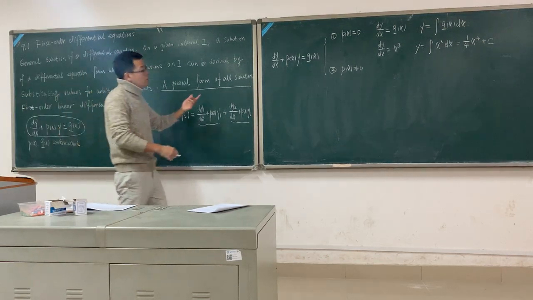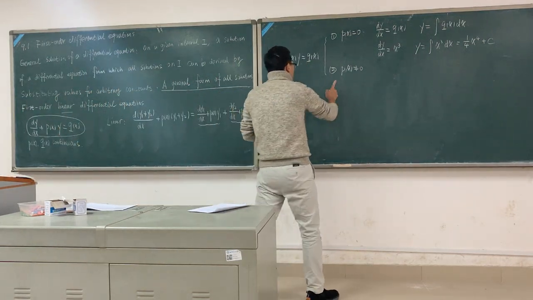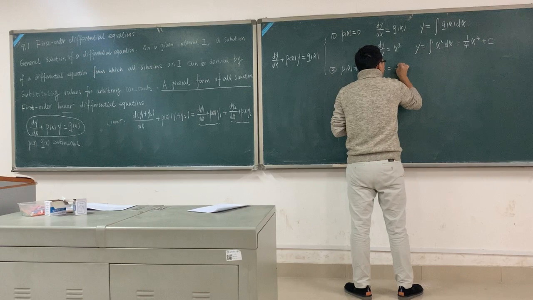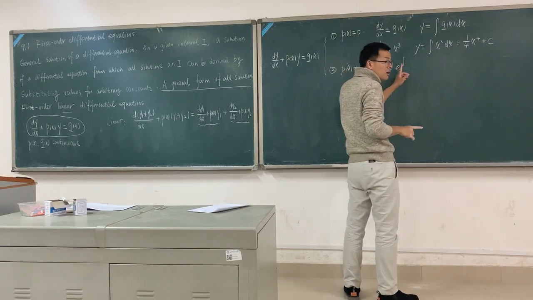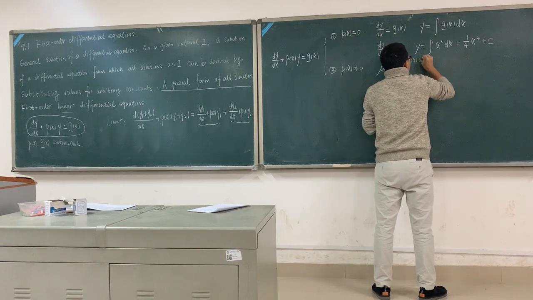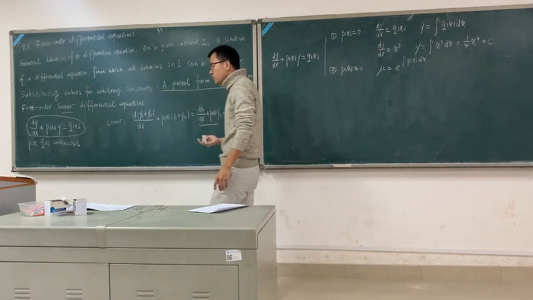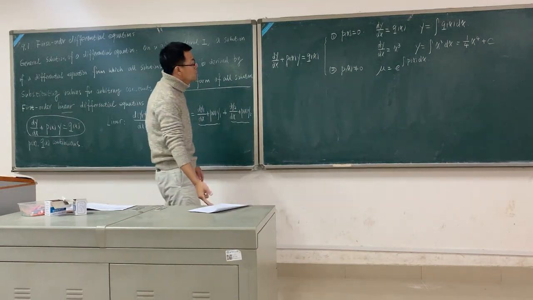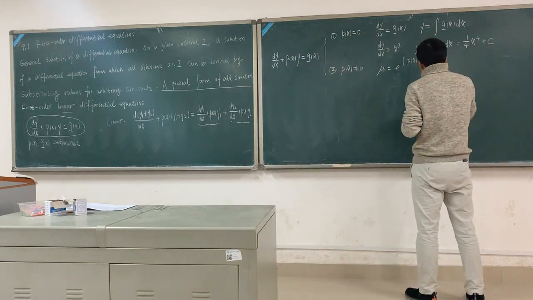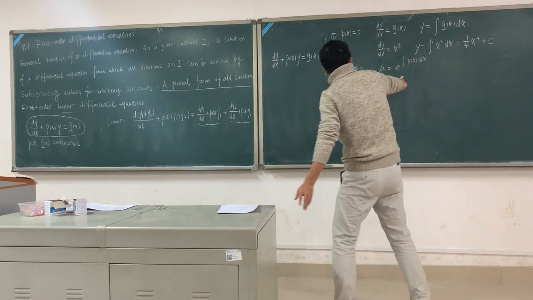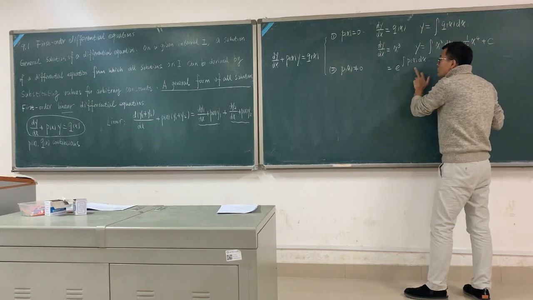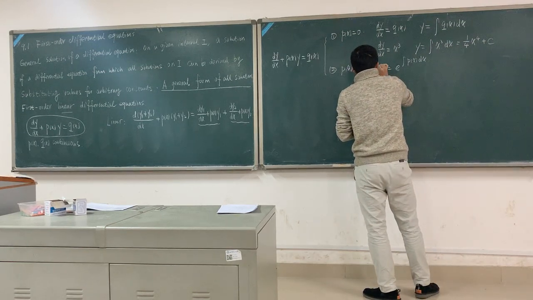To find this general solution, for this one, we let mu equal to e to the power of the antiderivative of p(x). Here we introduce this factor mu. Mu is e to the power of the antiderivative of p(x). So actually this mu is a function of x, so of course mu is also a function of x.